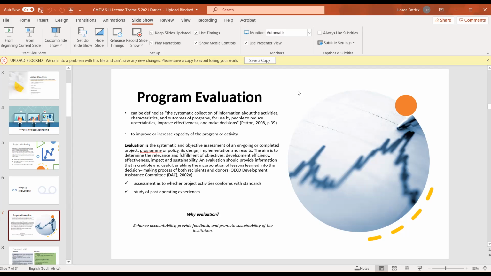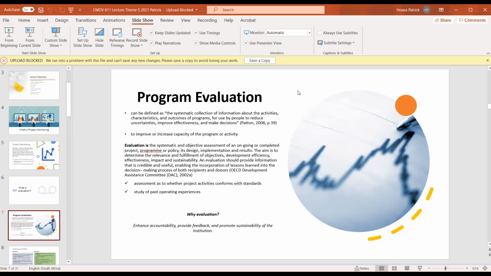What have we learned in this particular project? The things which we have done, what are the lessons that come from it? So basically, that's the essence of evaluation, right? And in evaluation, another definition says it's an assessment as to whether project activity conforms with standards, right?